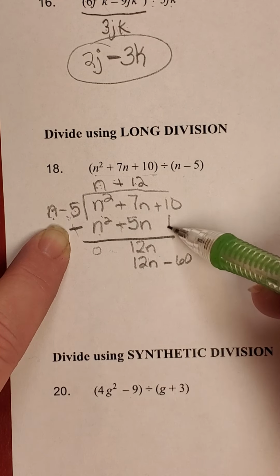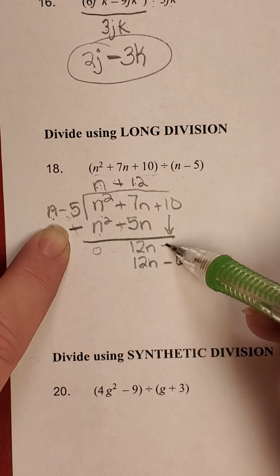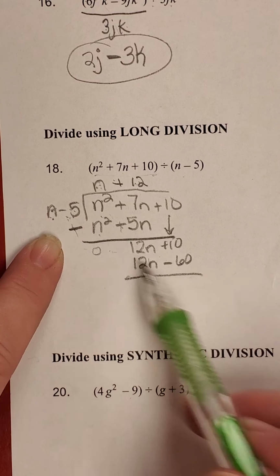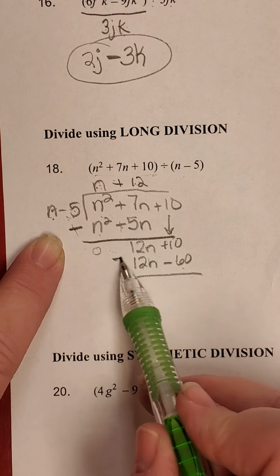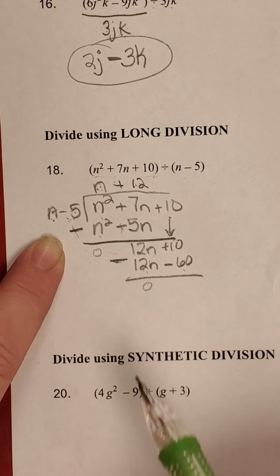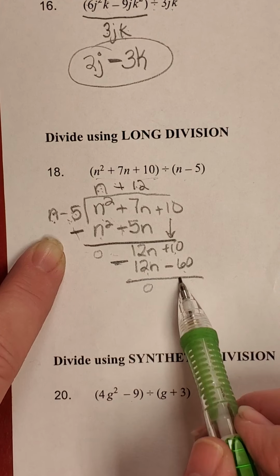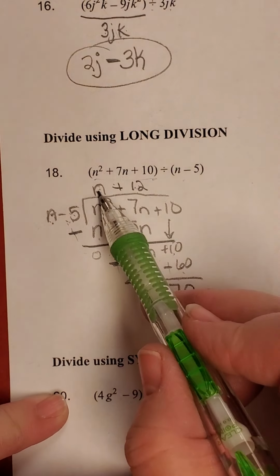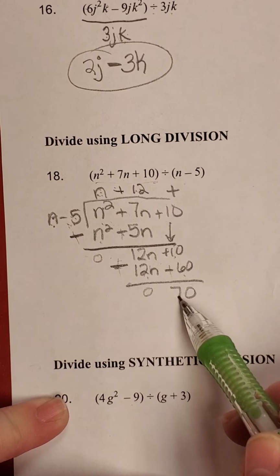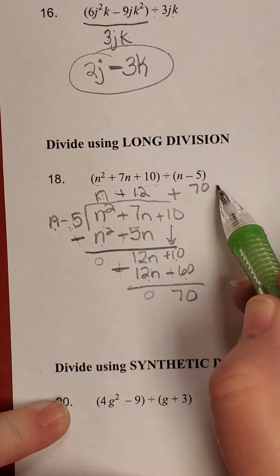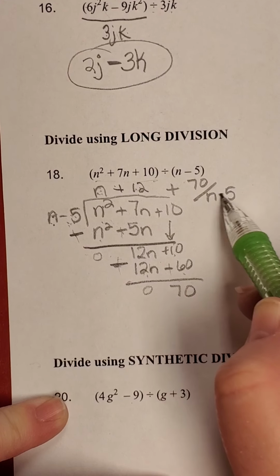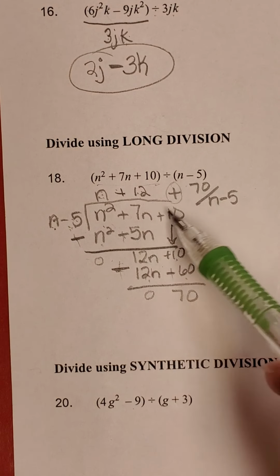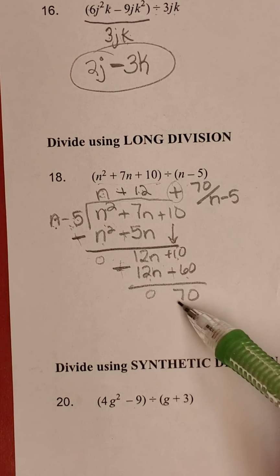And I forgot to bring my 10 down. You got to bring the 10 down, so plus 10 here. Okay? So, again, 12 times -5 is -60. So when I subtract these, 12 minus 12, I get 0. And then 10 minus a -60 becomes a remainder of 70. So n plus 12, and then plus, because it's a positive, plus 70 over n minus 5. I noticed a bunch of people on your homework didn't put a sign between your answer and the remainder. You need to put whether it's positive or negative.